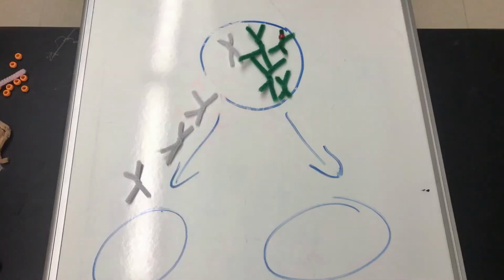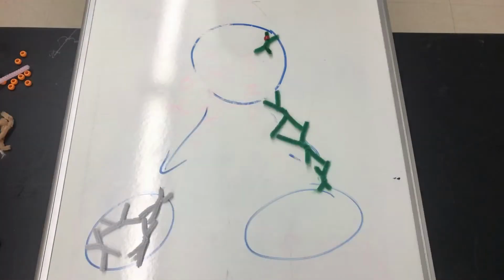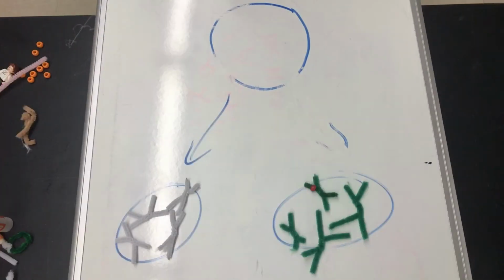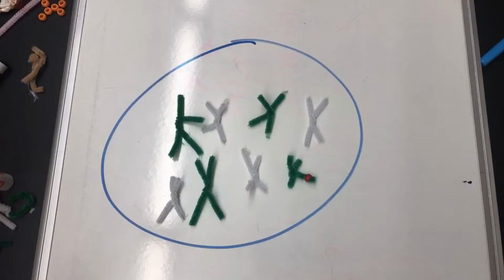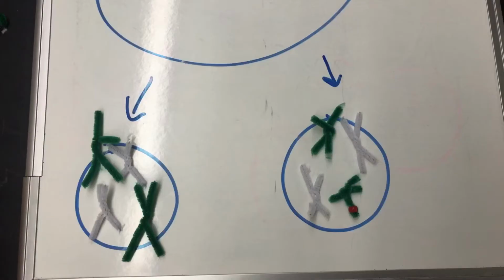To create even more variation, independent assortment occurs. This is when different combinations of alleles create a different outcome each time. This could be why Lorenzo has ALD but not red hair. This is the human life cycle.